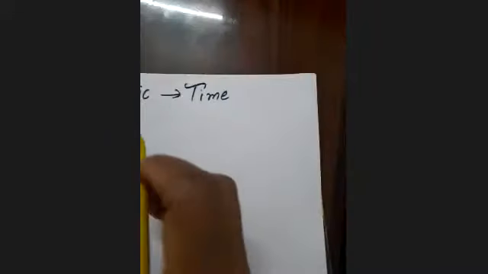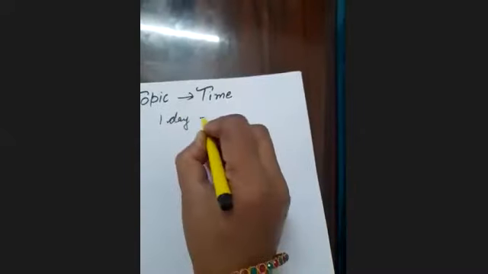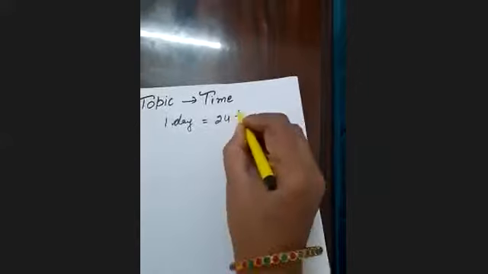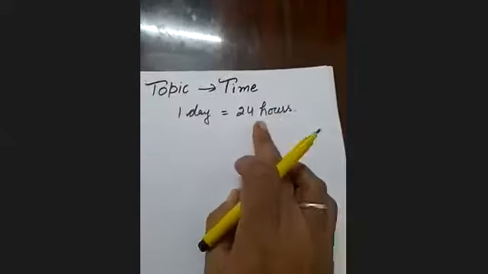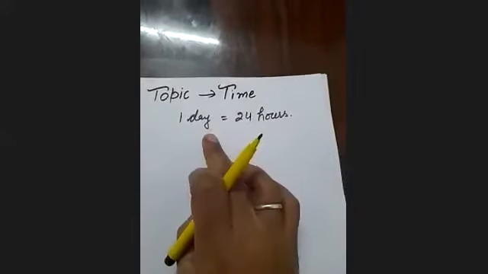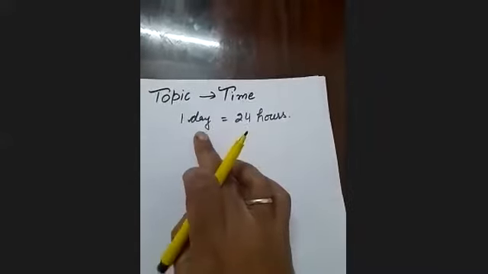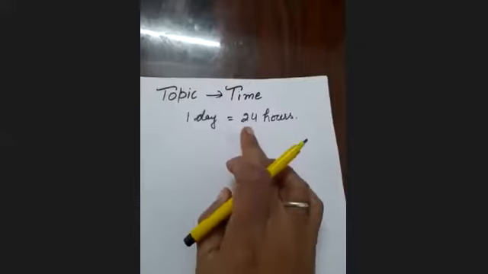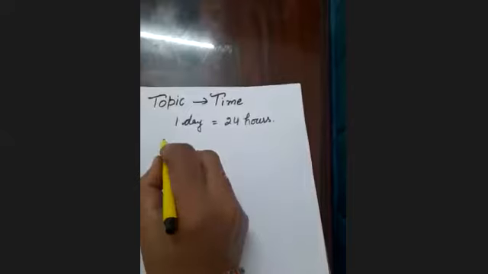So the main point we'll discuss: in one day, we have 24 hours. One day, 24 hours. So whenever we convert days into hours, we will multiply by 24. Clear?